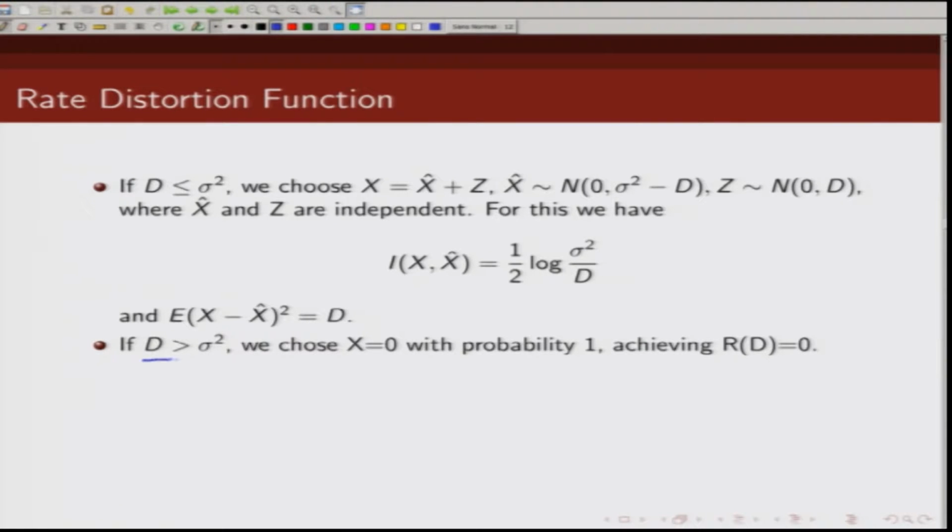And what happens if d is greater than sigma square? In that case, we choose x equal to 0 with probability 1, and that gives us rate as 0.